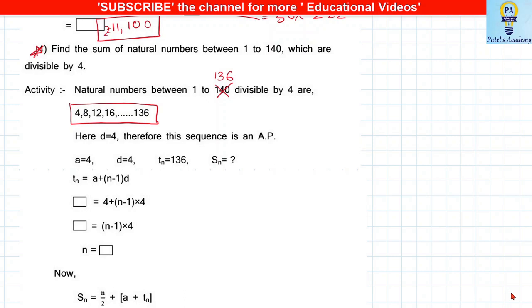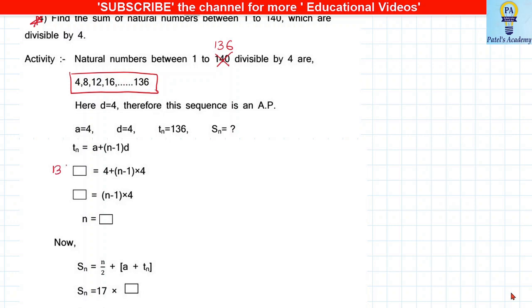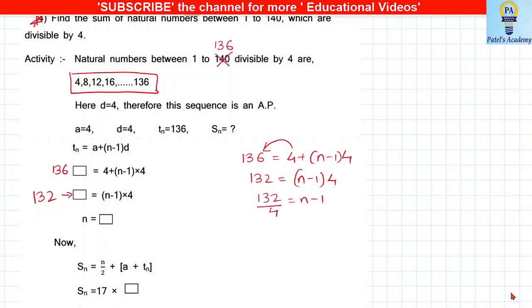Okay, so we have the AP. Let's write in the first box, that is Tn, that is 136. Let me solve here and then I'll fill the boxes. So 136 equals 4 plus n minus 1 d. The next step, 136 will shift here and 4 will shift here. I'll get 132 equals n minus 1 into 4. So in this second box, what I'll write is 132. Now 132 upon 4 equals n minus 1. So this is 33 equals n minus 1. So n will be 34. So in this box, I'll write 34.